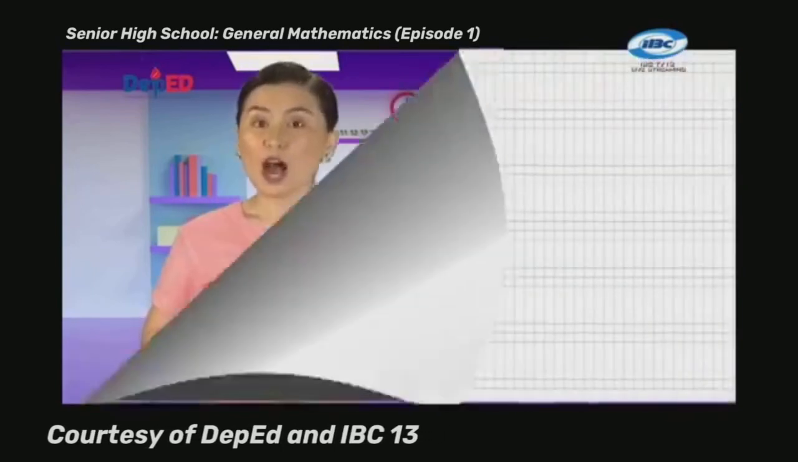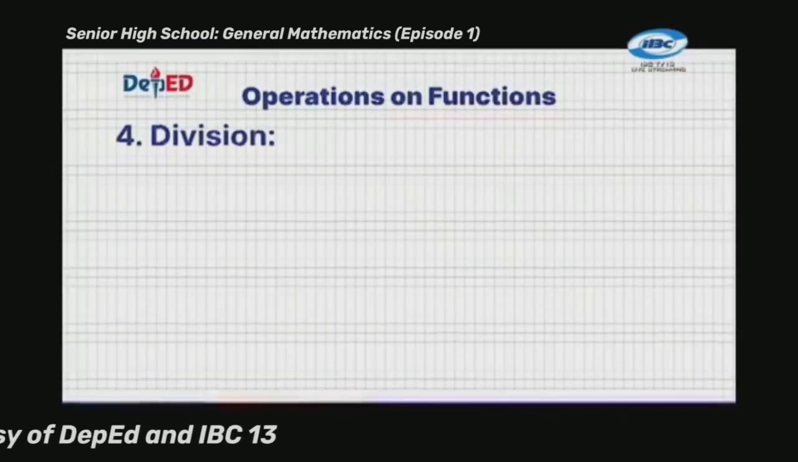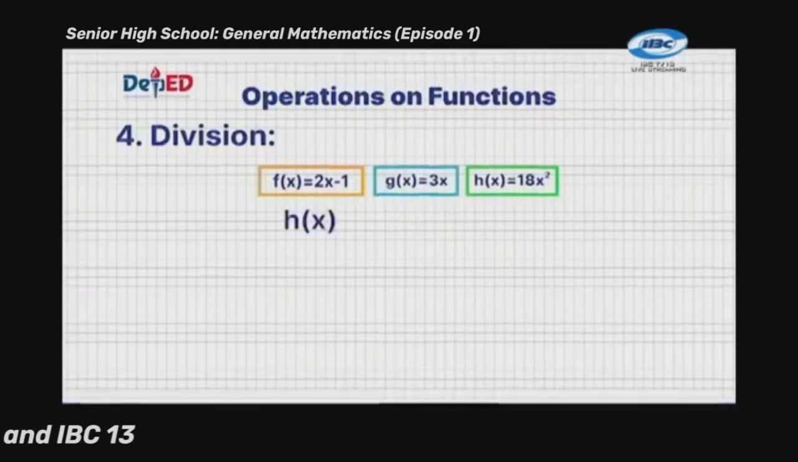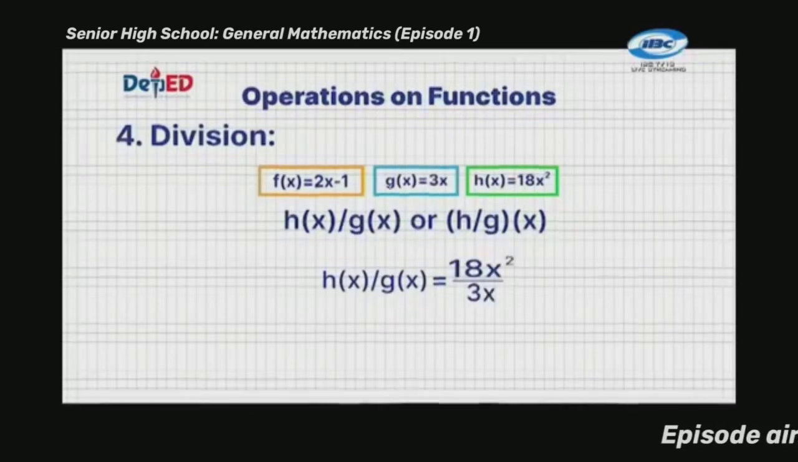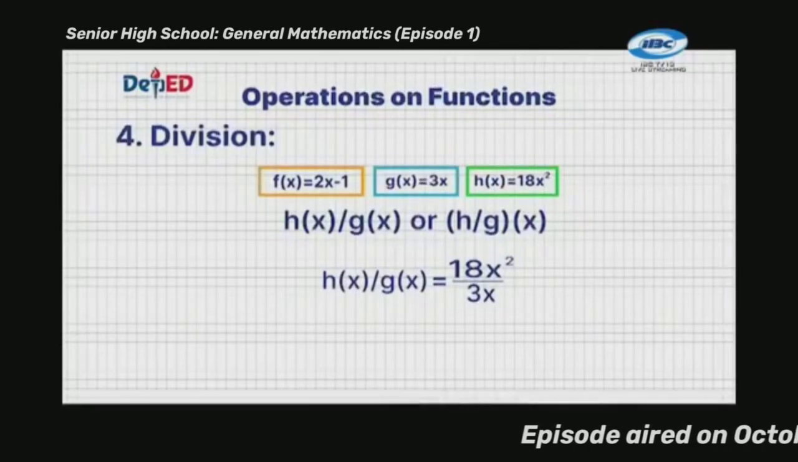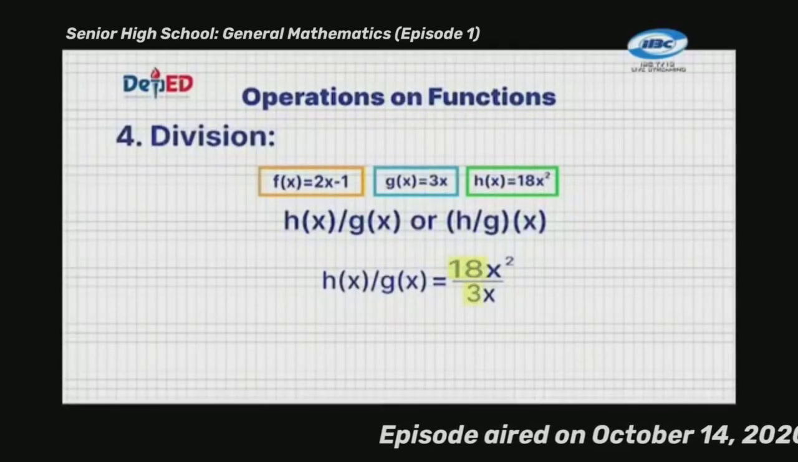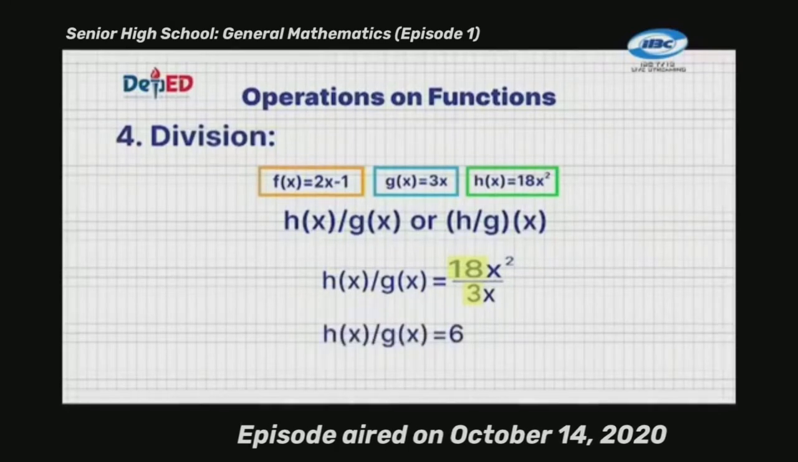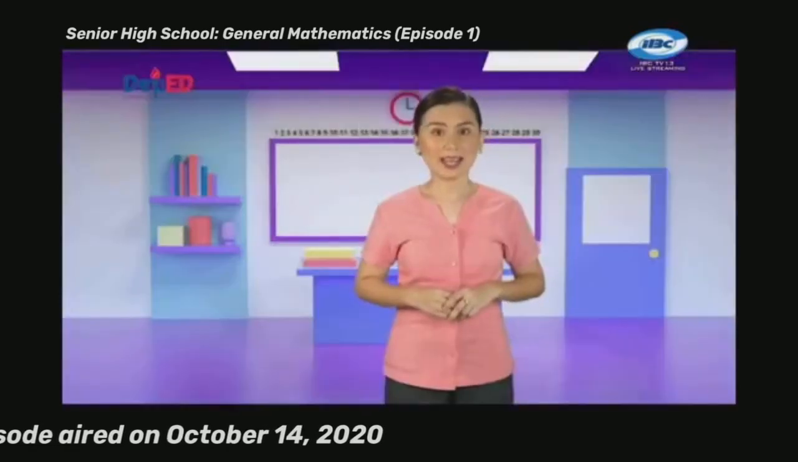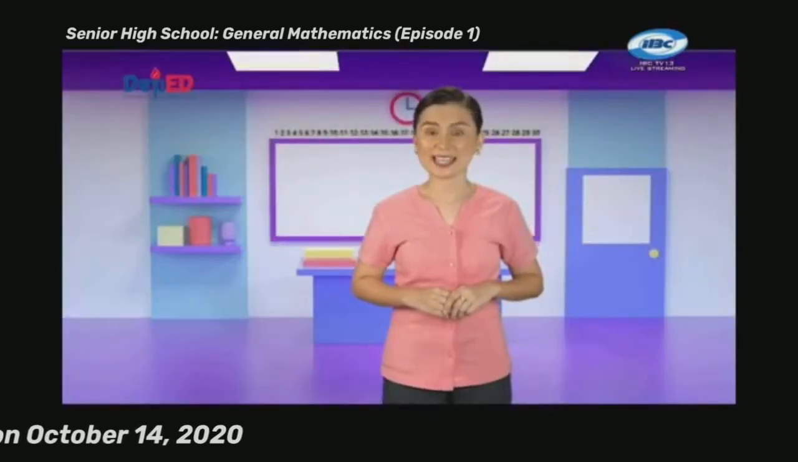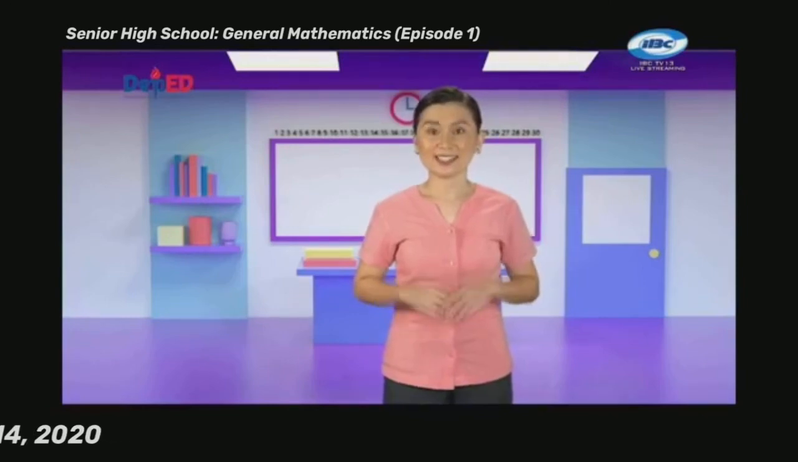For our fourth operation, division, we will have h of x divided by g of x. This is denoted by h of x divided by g of x, or h divided by g of x. And this is equal to 18x squared divided by 3x. We divide 18 by 3. That gives us 6, and x squared by x, which is x. Thus, we say that h of x divided by g of x is 6x. Are you still with me?